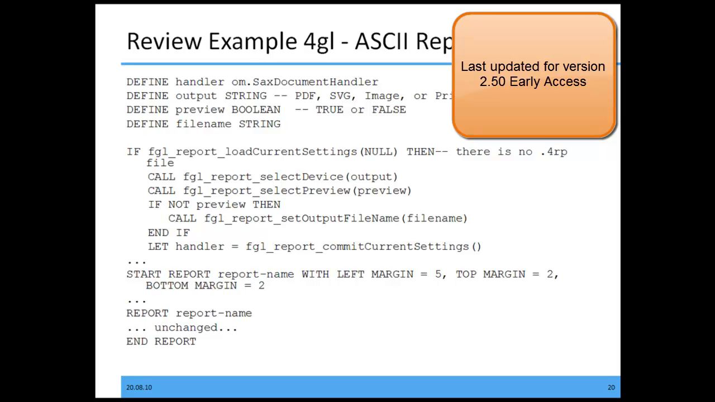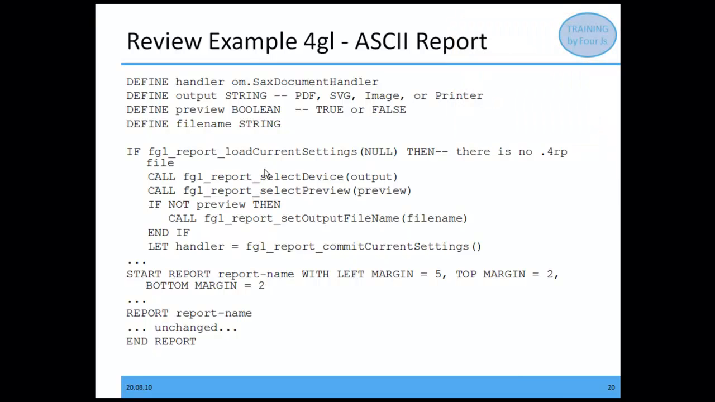So to start with, let's look at the ASCII report where all we've done is we've gone in and modified it so that there is no 4RP file. We said if the report load current settings is null, we can change its device in preview. If it's not preview, we can say what file name we want it to output for. In our start report, we're leaving the start report as is, and in our report block, we can leave it unchanged.